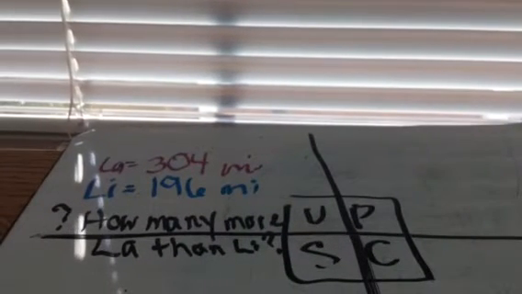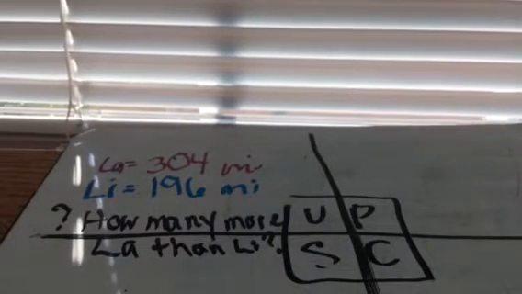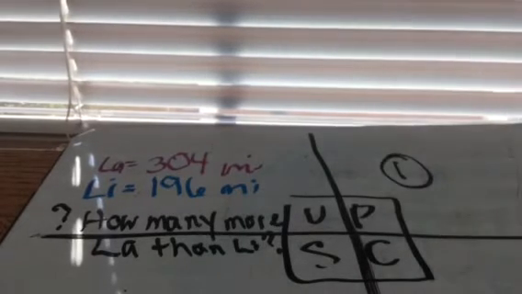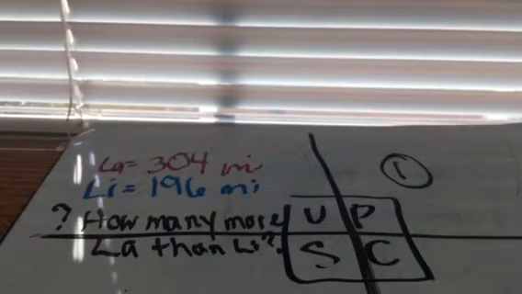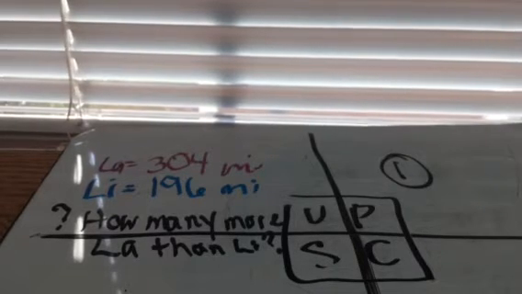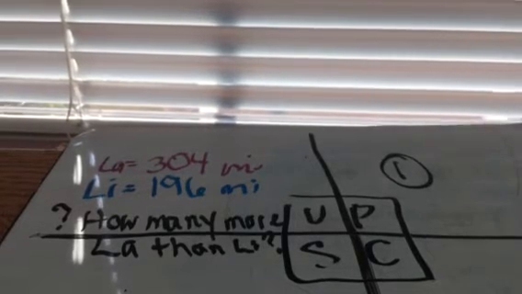In my plan, I see I only have 2 numbers. So since I only have 2 numbers and the question's asking me about those 2 numbers, I know that this is going to only be one step. But the question becomes, what operation? Is it add, subtract, multiply, or divide? Well, I'm going to draw the picture to help you kind of understand what it might be.